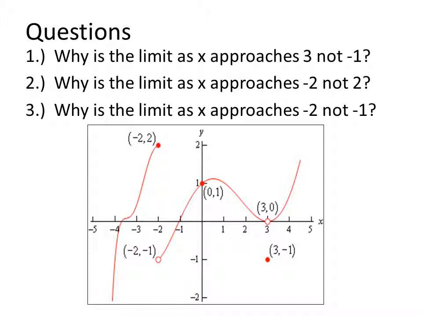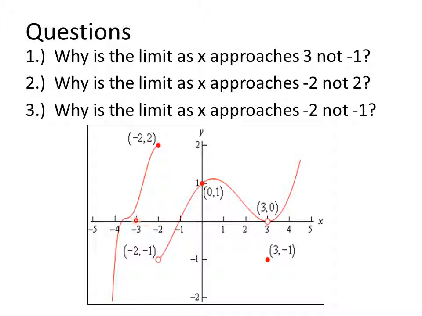So let's look at these questions to make sure that we have a good conceptual understanding of what's going on. The first question is, why is the limit as x approaches 3 not equal to negative 1? Here, we're talking about the limit as x approaches 3. Why is the limit here 0 and not negative 1? Well, remember, when we're talking about limits, we only care what happens close to the value 3, but not at the number 3 itself. So close to 3, it looks like this is approaching 0, not negative 1.